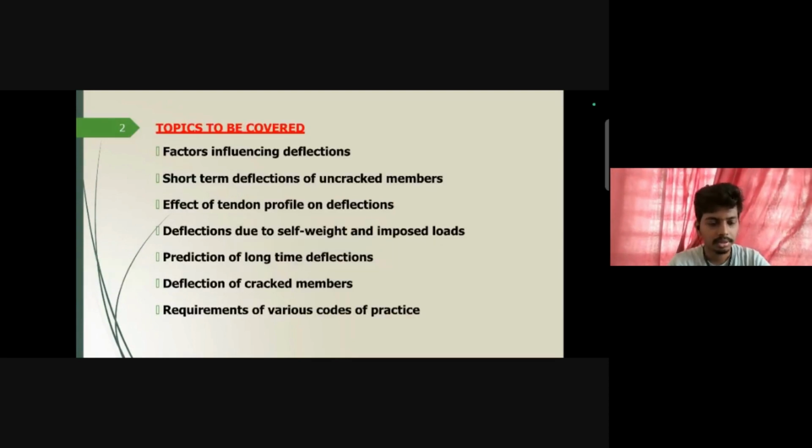So, these are the topics to be covered. I will be covering factors influencing deflections, short-term deflections, effect of tendon profile on deflections, deflection due to self-weight and imposed load, prediction of long-time deflections, deflection of cracked members, and then the various codes of practice given by IS codes.